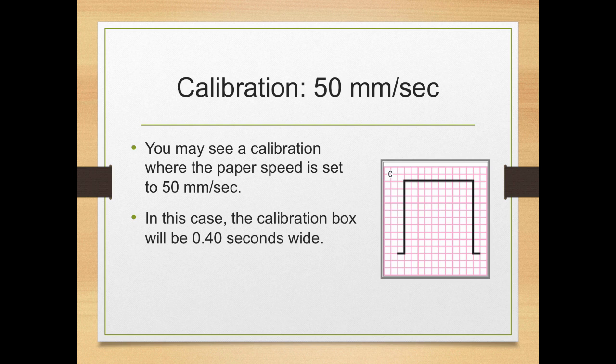So the calibration box itself, instead of being 0.20 seconds wide, is 0.4 seconds wide. It's double as wide as it usually is. The print speed is twice as fast, and we are spacing out these QRS complexes. We're spacing out everything because our patient's heart rate is going so fast that we just want to space it out a little bit and see each complex for itself.